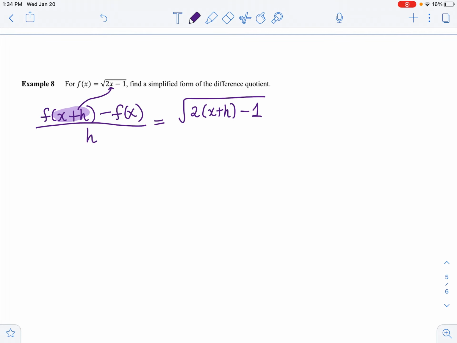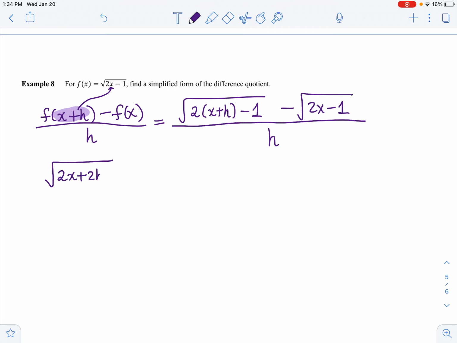And then I need to write down minus f of x. So let's do minus square root of 2x minus 1 all over what? All over h. Now we got the difference quotient, but we are going to simplify this a little bit further. I'm going to distribute the 2 inside real quick: 2x plus 2h minus 1. Doesn't really make much difference, but I just wanted to distribute it.